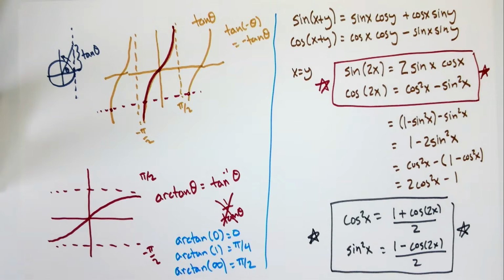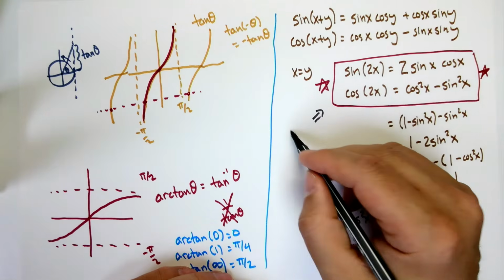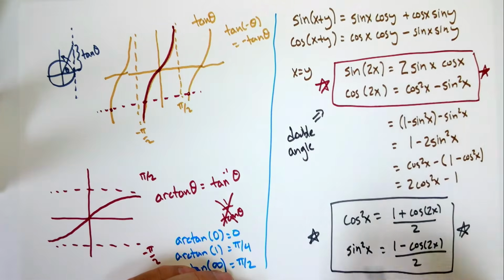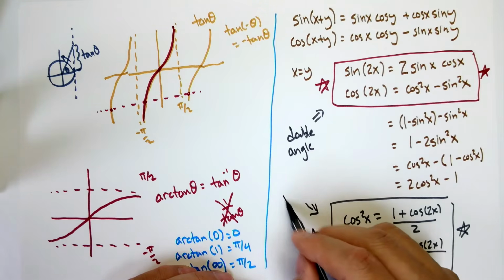We had the sine squared plus cosine squared equals 1. We have these, which we're going to call double angle. So these are our double angle, if you ever hear that referred to. And then these, which we call power reduction.